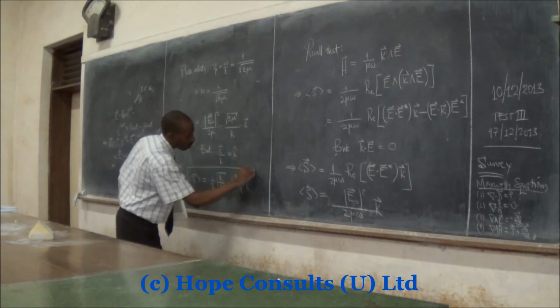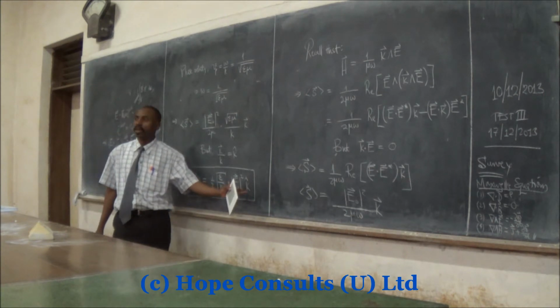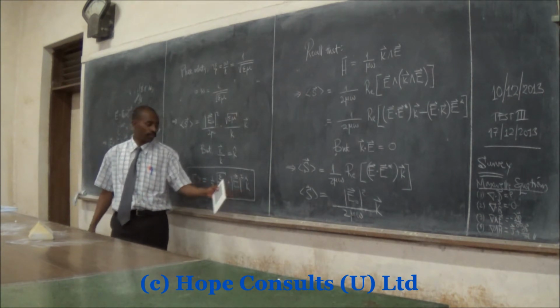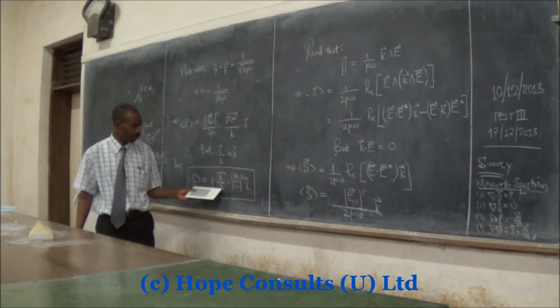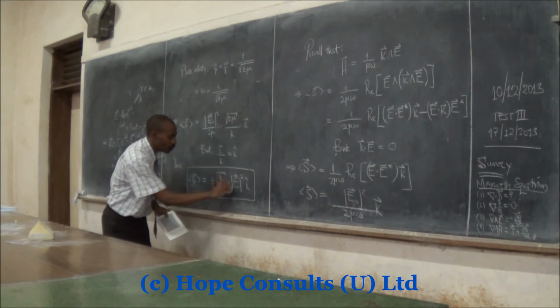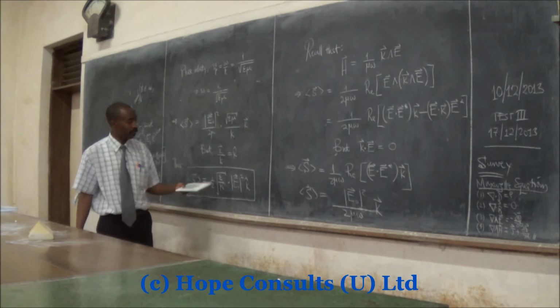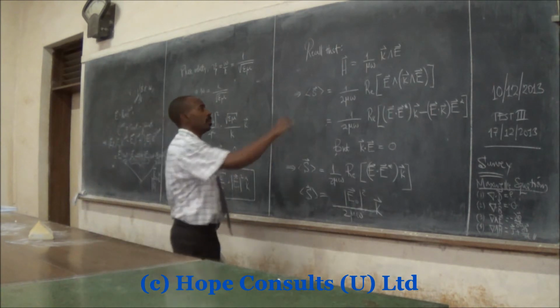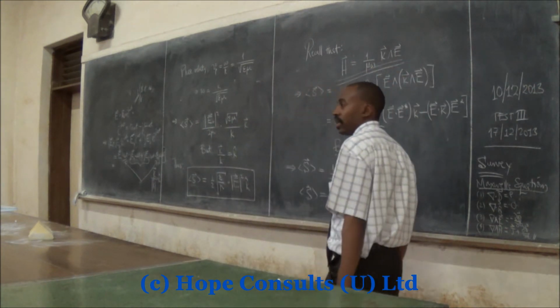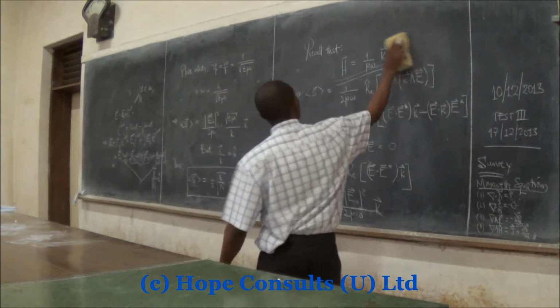So the average Poynting vector is still along the propagation, in the direction of propagation. When we know the permittivity, we know the permeability of the medium, and we know the amplitude of our field, then we can find the Poynting vector. And even if we were given the electric amplitude, we can use the relationship here to find the magnetic field amplitude.